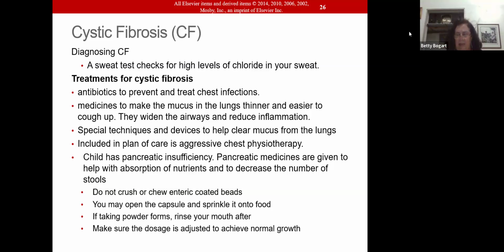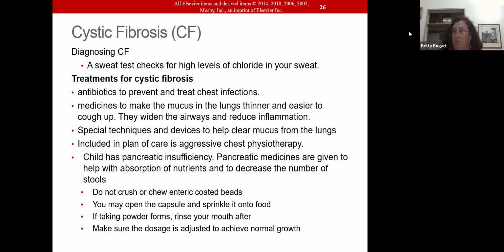Now, how do we take care of the lacking enzyme in the small intestines? Because that's where all the enzymes come from. We give something called pancrelipase. That's usually the name. It's a pancreatic medication. And it comes in capsules. You can open it and sprinkle it on the food. There's little tiny enteric coated beads. Those should never be crushed. Remember, anything enteric's never crushed.